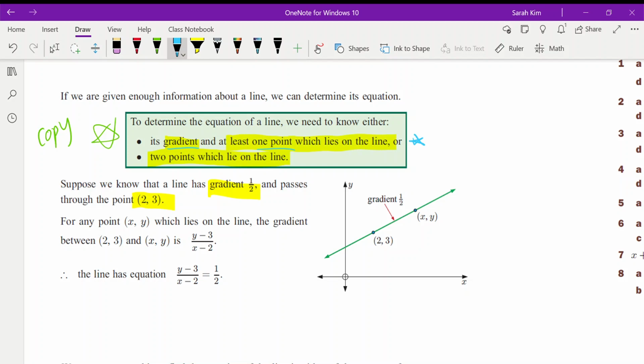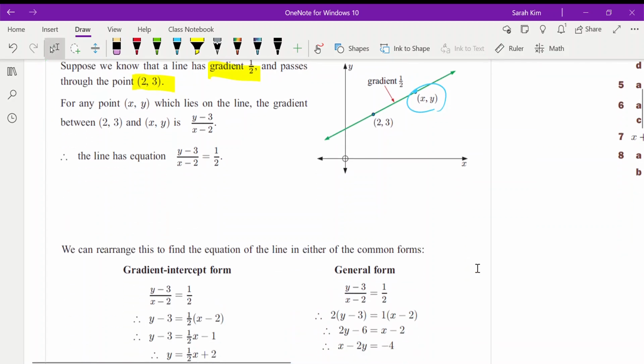So for any point x and y, we don't really care. We don't know it, but let's say there's a point x and y. Basically, what we can do is figure out that the gradient is (y take 3) over (x take 2), using the gradient formula. Right? And then that gradient should equal a half. Right? We should know that. So basically, that has its own little equation.